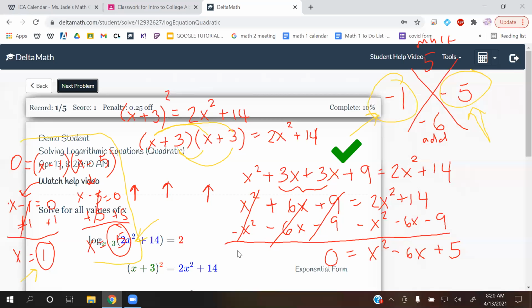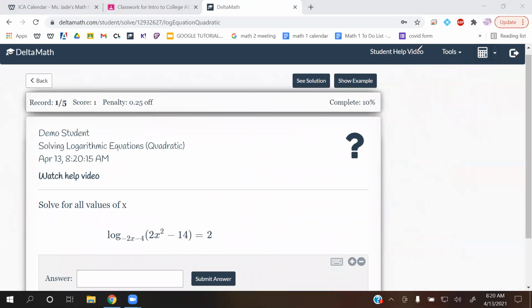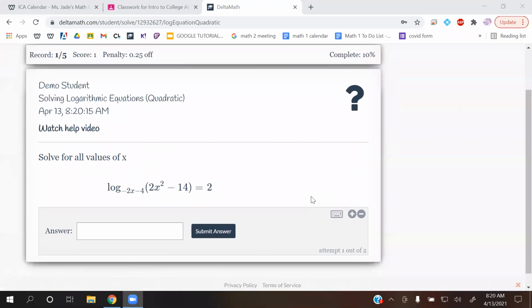Okay, now let me clear screen. Actually, let me go to the next problem first. Okay, now I'm going to clear screen. Okay, so for this problem, it's very similar. Actually, all of these are very similar because it's all going to be quadratic.